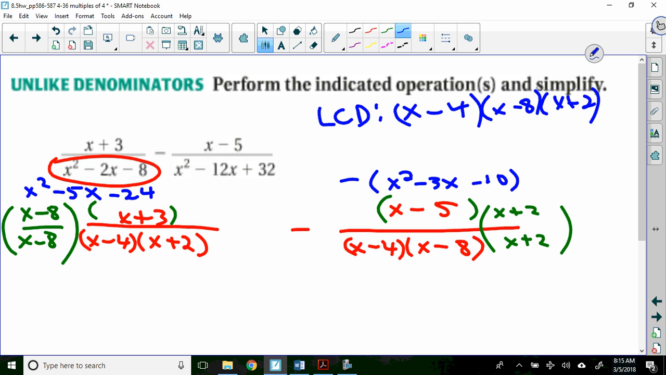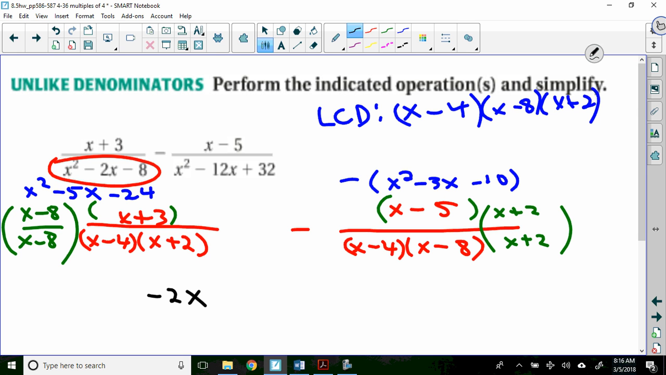So let's see. What happens if I take x squared minus x squared? What's that leave? Nothing. So then I have minus 5x minus minus 3x. So how many x's is that going to leave? It's going to be minus 2x. And I have minus 24 minus minus 10.